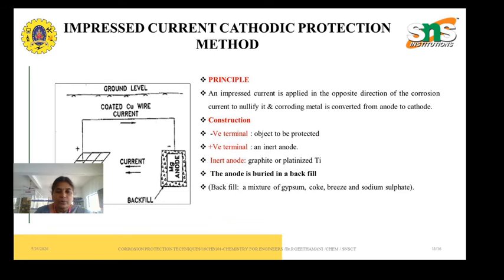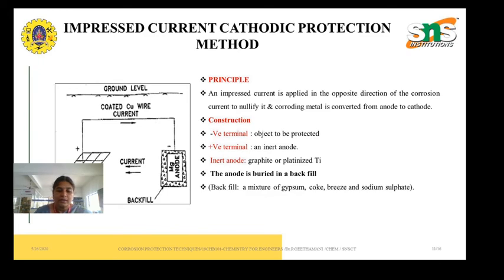The backfill containing a mixture of gypsum, coke breeze and sodium sulfate provides good electrical contact to the anode. The current from the battery is impressed on the metallic structure to be protected, which acts as cathode. So this is called impressed current cathodic protection.